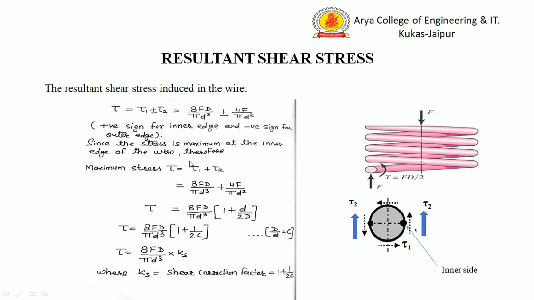Now by combining these two stresses, we will get the resultant stress tau. This is the resultant stress tau. So tau is equal to tau 1 plus or minus tau 2. Here the positive sign is used for the inner edge and the negative sign is used for the outer edge.